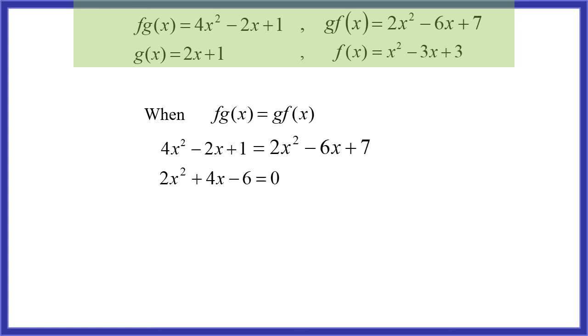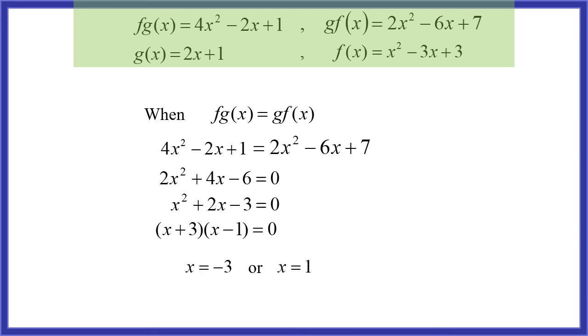So we have 4x squared minus 2x squared equal to 2x squared. Negative 2x plus 6x will be 4x. Plus 1 minus 7 will be minus 6. Simplify, we get x squared plus 2x minus 3 equal to 0. So factorize this quadratic equation: (x plus 3)(x minus 1). So we have x equal to negative 3 and x equal to 1. This is the result for when f(g(x)) equals g(f(x)).